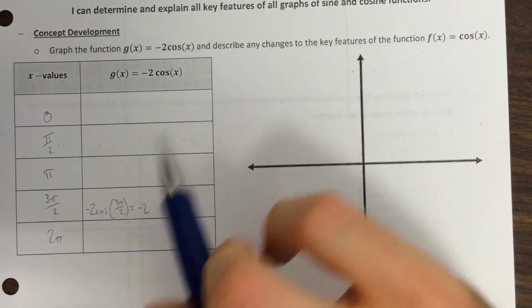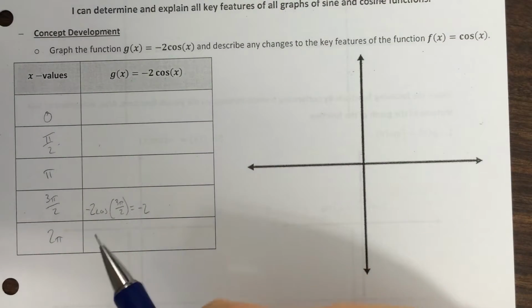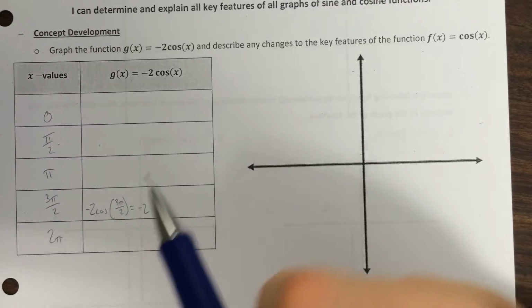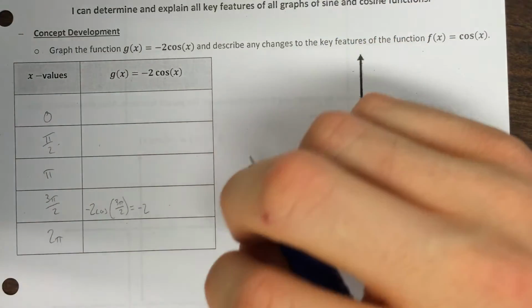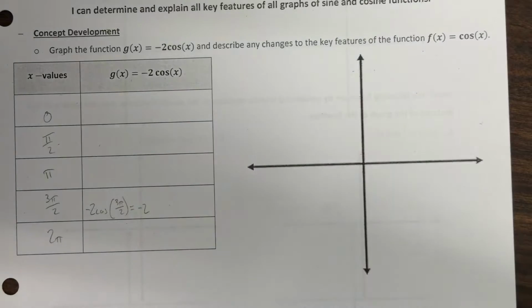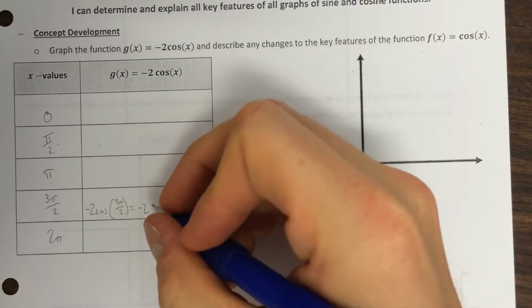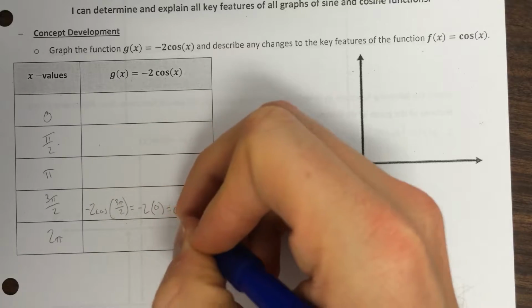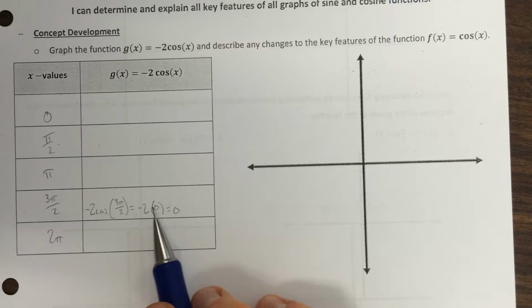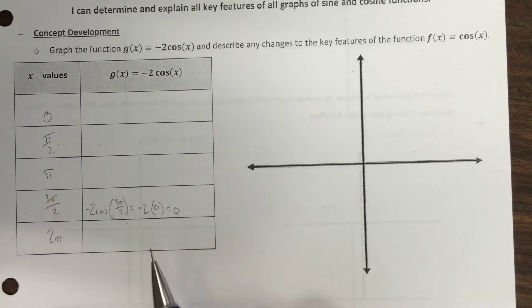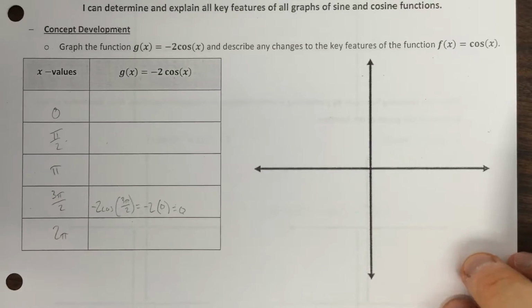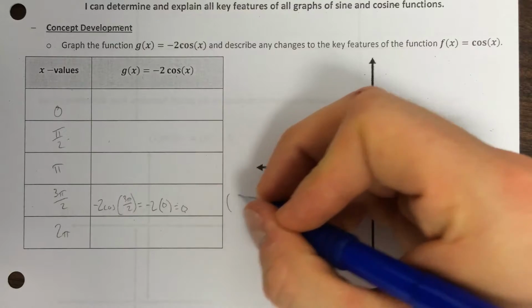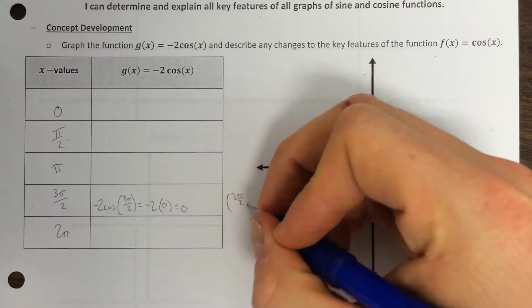So we can plug 3 pi over 2 into our function. And when we do that, we get cosine of 3 pi over 2, either looking at the unit circle or the parent function. For cosine, cosine of 3 pi over 2 evaluates to be 0. And -2 times 0 is 0. And so our ordered pair would be 3 pi over 2 and 0.